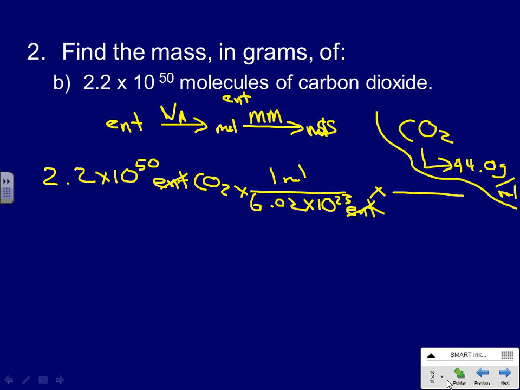Now I have moles. I eventually want grams. What's going where? You're going to tell me what's going where? 44 grams over 1 mole. 44.0 grams over 1 mole. The moles are gone. And I'm left with grams of CO2. That's what I wanted.